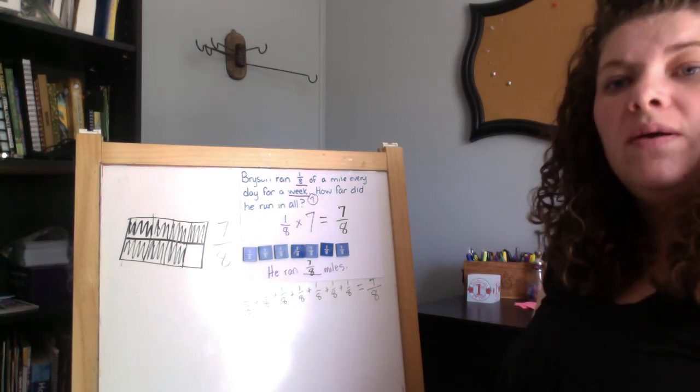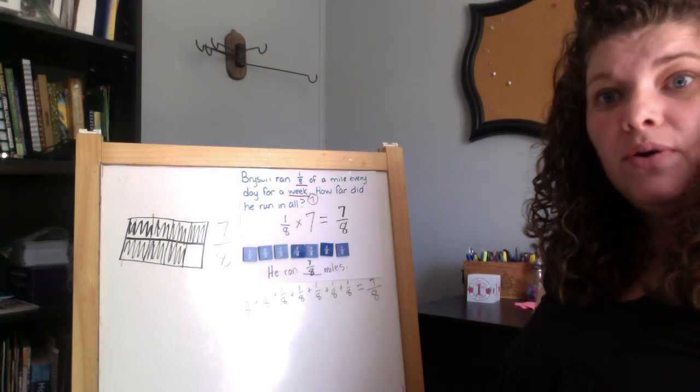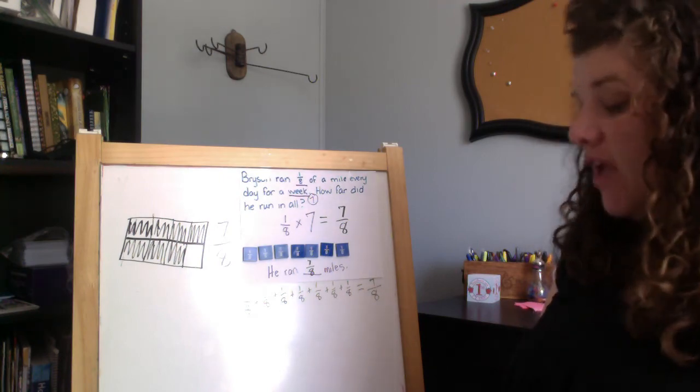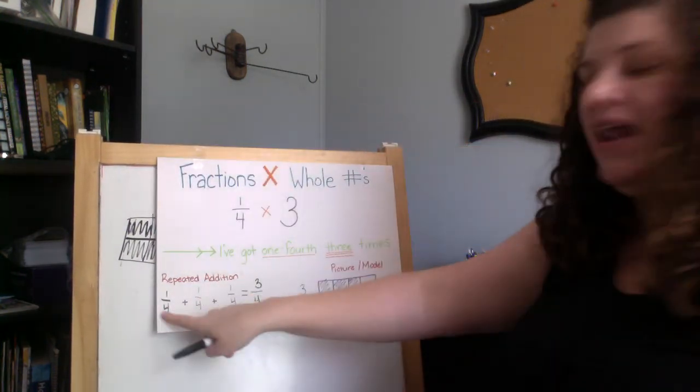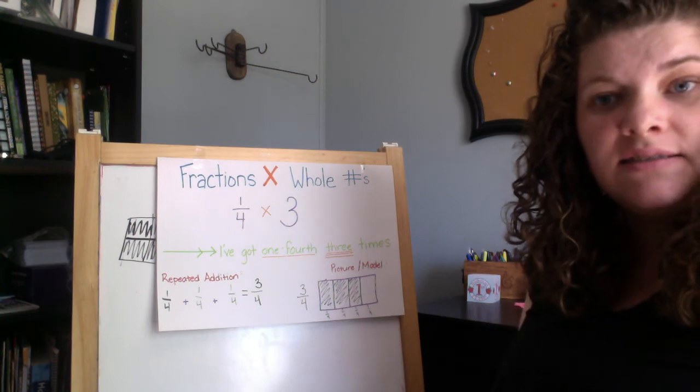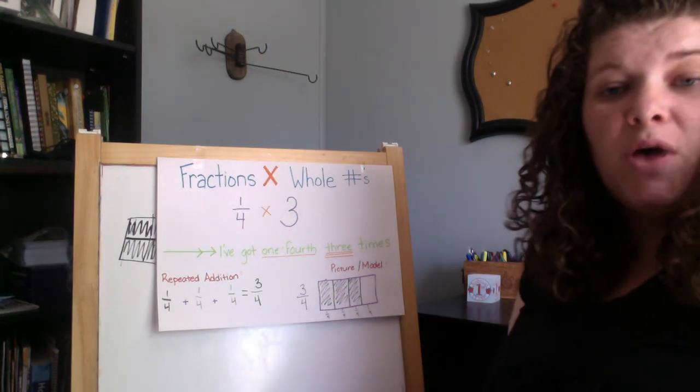So remember, when you are multiplying fractions, you have a couple strategies you could use. You could write out your repeated addition sentence, or you could draw out your area model, whichever one works the best for you.